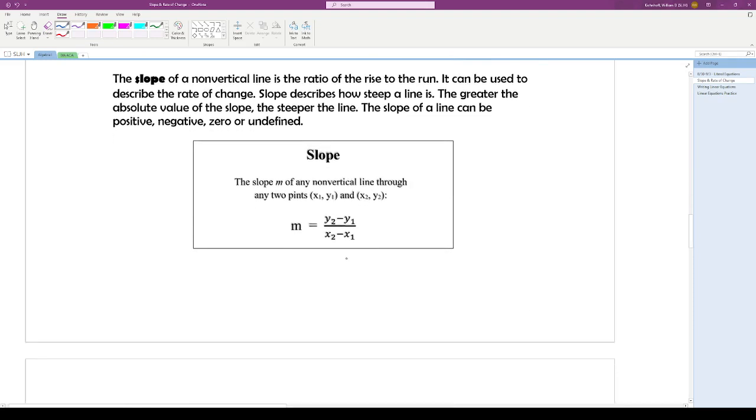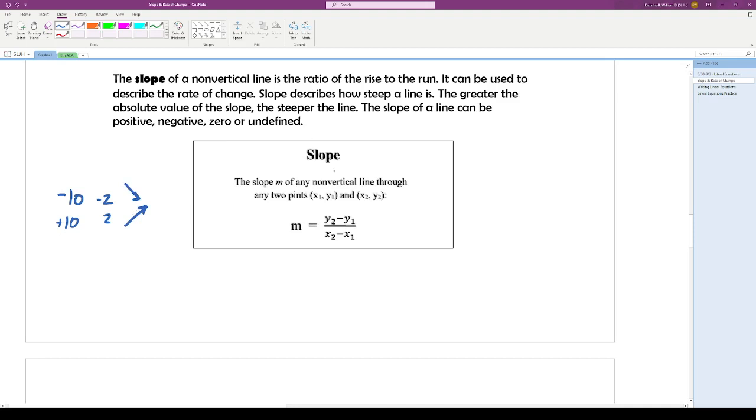So the slope of a line is the ratio of the rise to run. Just like I was saying, it can be used to describe the rate of change. Slope describes how steep a line is. The greater the absolute value, the steeper the line. What that means, it doesn't matter if the number is positive or negative. A bigger number, a further number from 0 in either direction makes a steeper line. So whether it's -10 or +10, those would be bigger slopes than -2 or +2. The positive or negative just tells us whether the line is sloping up for positive or down for negative.